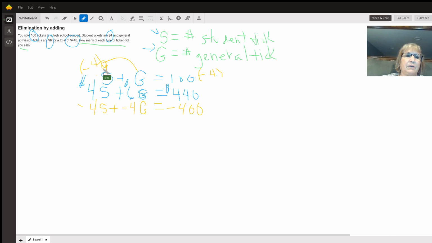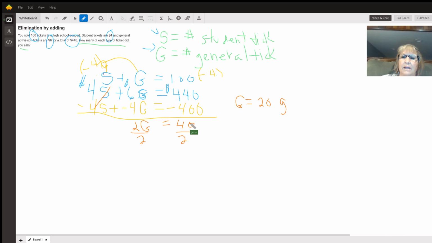Now I'm going to be dealing with these bottom two equations. Our 4S and negative 4S cancel out. Our 6G minus 4G leaves us with 2G. 440 minus 400 leaves us 40. When you divide both sides by 2, you see that G is 20. So we have 20 general admission tickets.